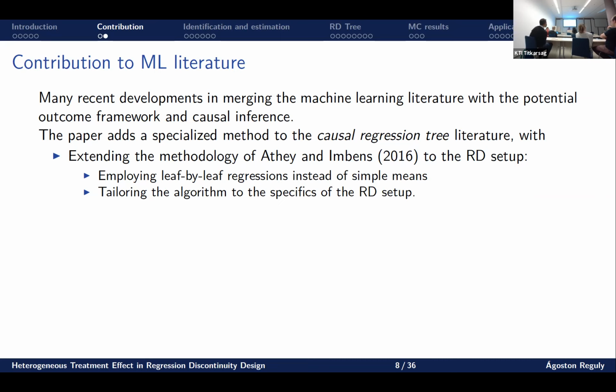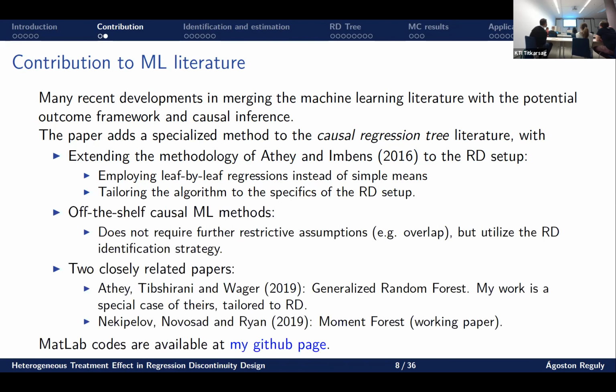And if you are more or less familiar with this literature, the main idea is to use leaf by leaf regression instead of calculating simple means. I'm going to discuss it a bit more in detail, and tailoring the algorithm to the specifics of the RDD.